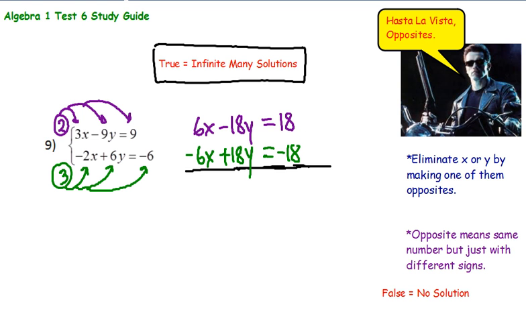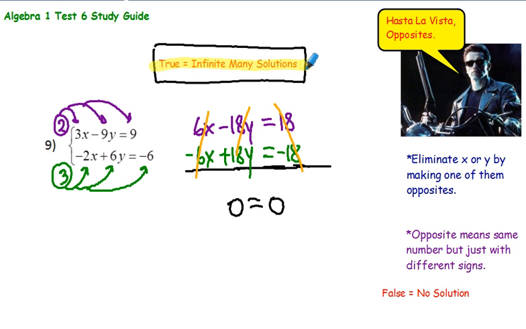So notice what happens here. Bam! There goes the x's. Bam! There goes the y's. Oh, and 18 minus 18, well, that cancels as well, right? Because 18 minus 18 is 0. So what you're left with is 0 equals 0. In that case, because the numbers match, because that is a true statement, that's where we get infinite many solutions. All right, so pause now. Try number 9 on the right side.